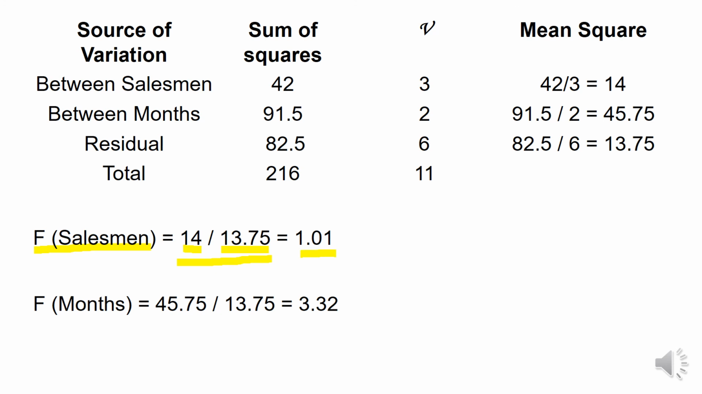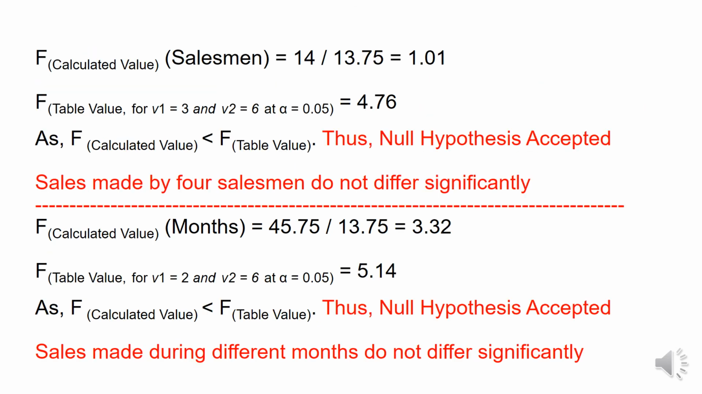Similarly, the F value for months can be calculated by dividing the mean square value between months by the mean square residual value, which means 45.75 when divided by 13.75 leads to a value equivalent to 3.32. Now we'll summarize the information which we calculated up till now, and we'll make meaningful conclusions.